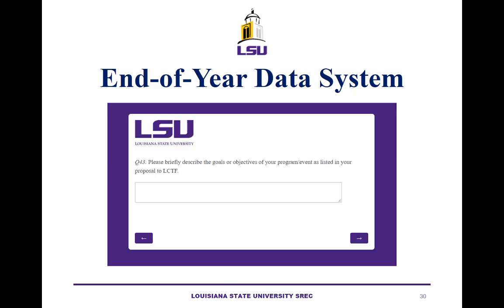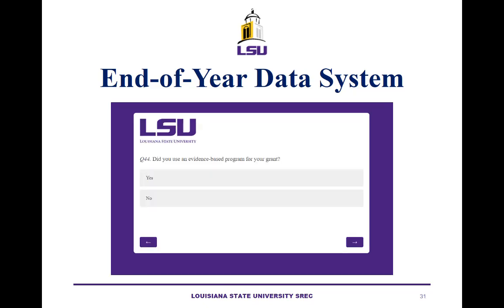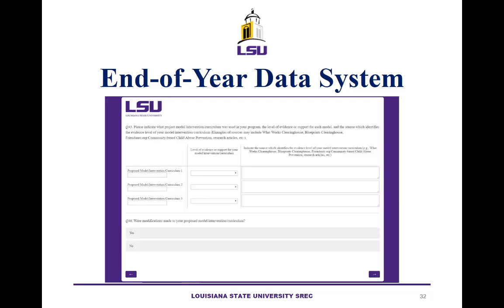List the goals or objectives of your program or event as described in your grant application. If you have a program, you will be asked whether you used an evidence-based program. You must select Yes or No. If you have selected Yes, please name the model you used. From the drop-down list, identify the level of evidence for your model.